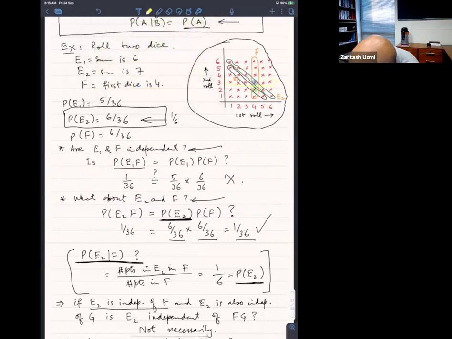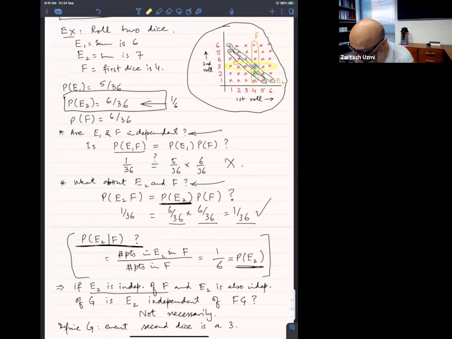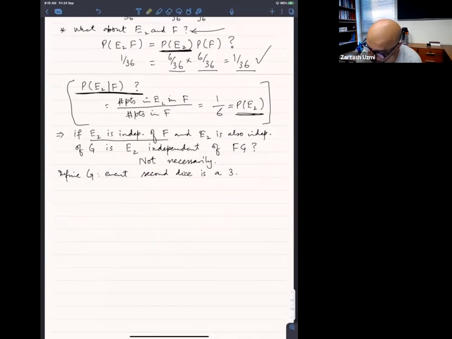Is this event? Second dice is a 3. Now you can see that second dice is a 3. इसका भी E2 के साथ इंटरसेक्शन 1 पॉइंट का ही आता है और show at home that E2 and G are independent. ये बिल्कुल उसी तरह से शो कर सकते हैं कि E2 and G उसी तरह इंडिपेंडेंट हैं जैसे E2 is independent of F.